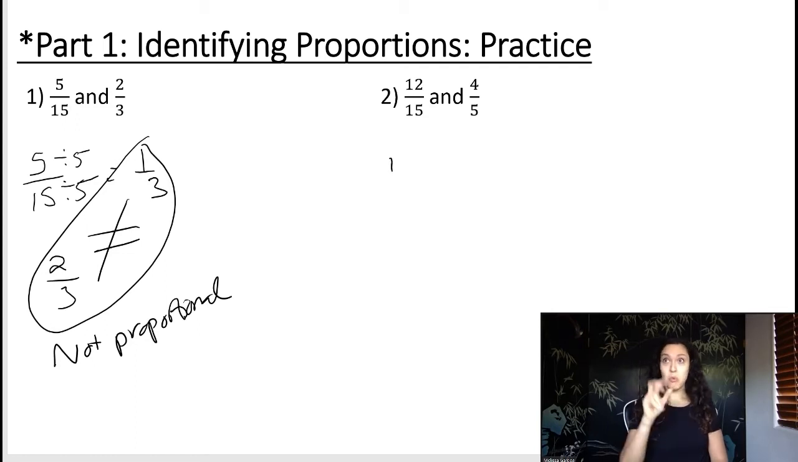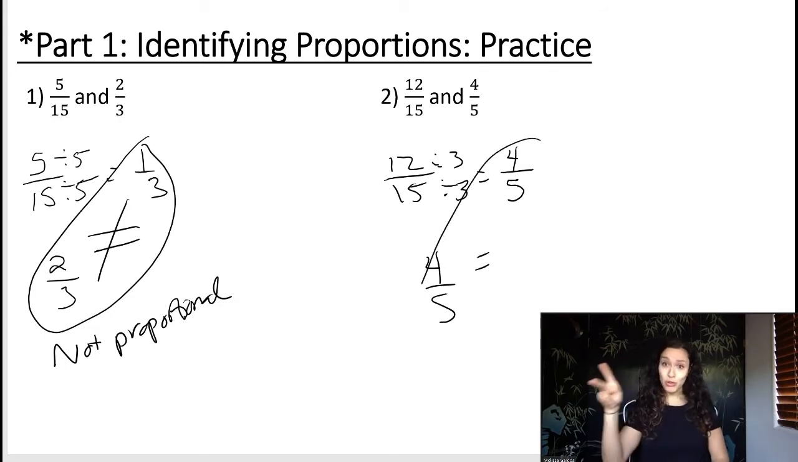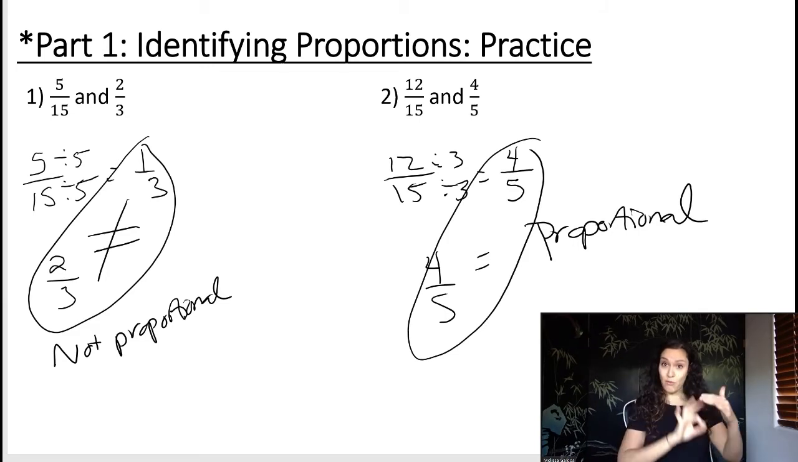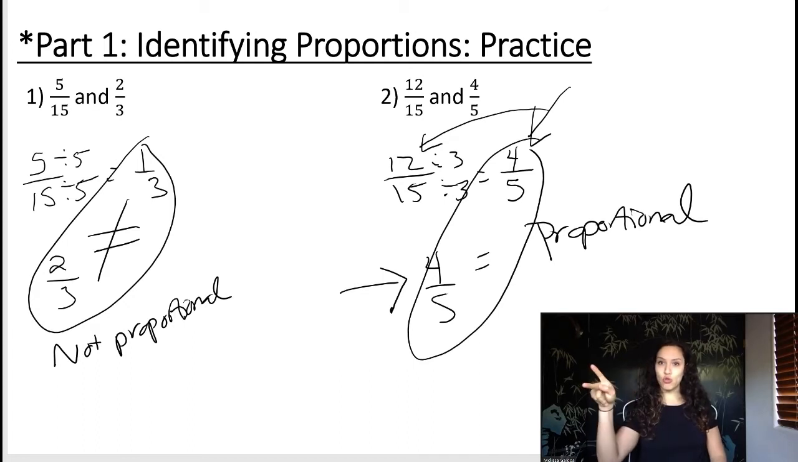All right, let's try the next one. 12 out of 15. They have a 3 in common, so I can get 4/5. And the next fraction is 4/5. Hey, these are equal, so these are proportional. One thing before we move on: you can simplify both fractions and then compare them in their simplest form. You can't simplify anymore. This is the simplified form of 12 over 15. So 4/5 equals 4/5. That makes it proportional.